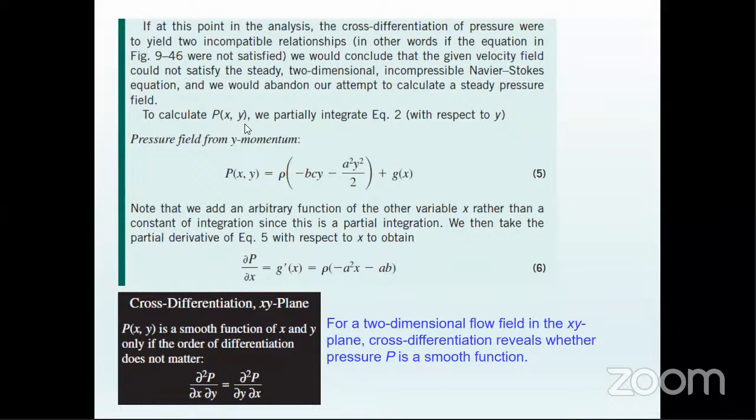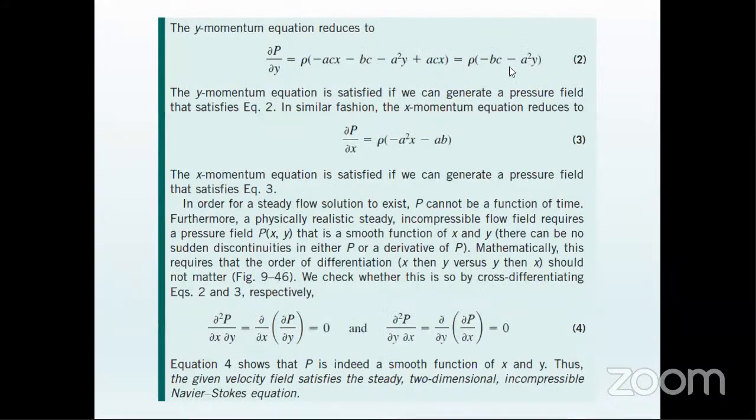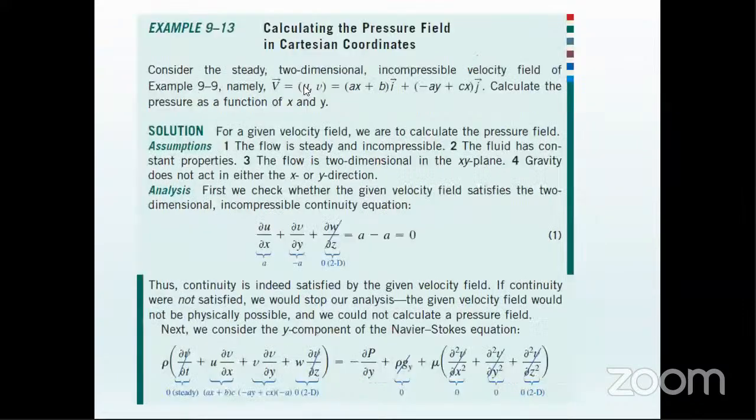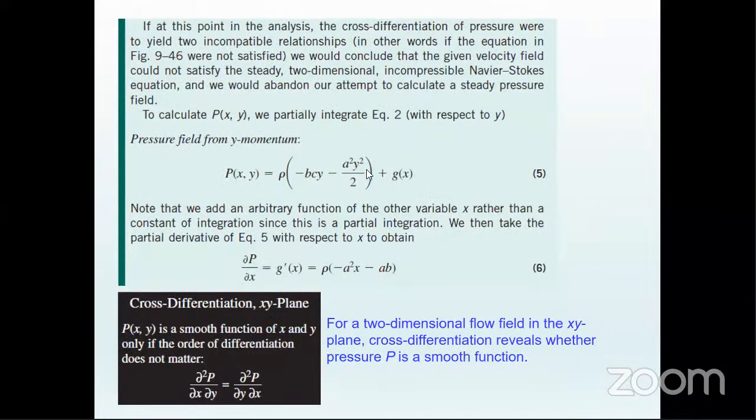In order to calculate the pressure p of x comma y, we partially integrate the equation. Which one? Yes, this one. We can integrate equation 2 with respect to y. There is no doubt. If we integrate that, p of x comma y is equal to rho times minus bcy minus a square y square over 2, plus g of x. This is the constant of integration. Note that we added an arbitrary function g of x of the other variable rather than a constant of integration, since this is a partial integration. It is not a constant or something like that.